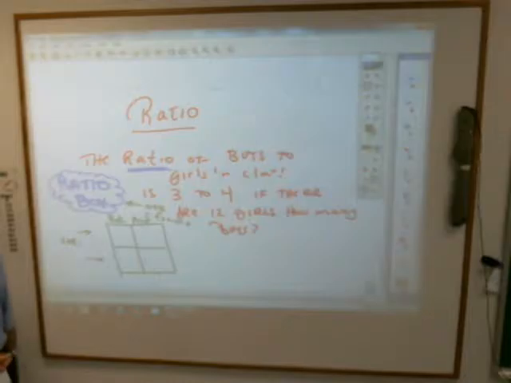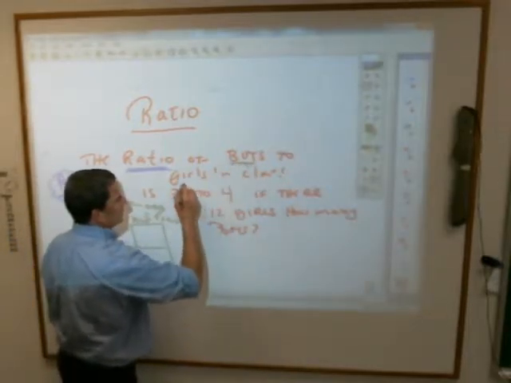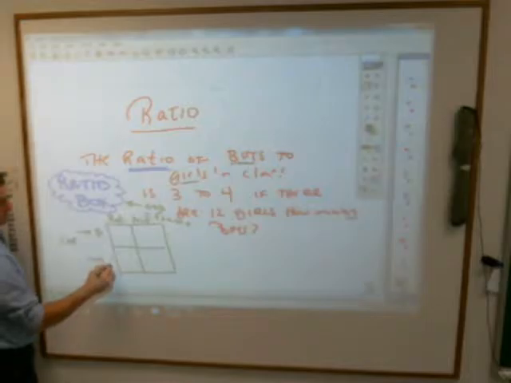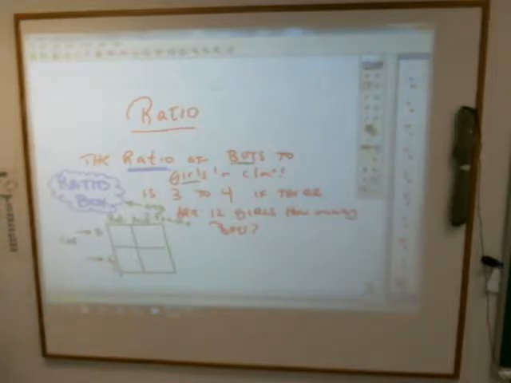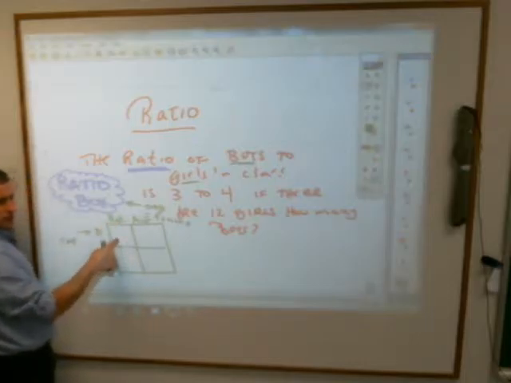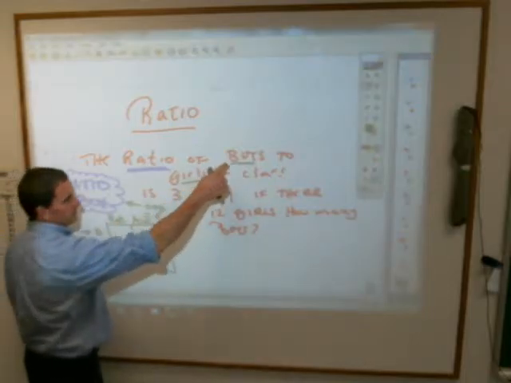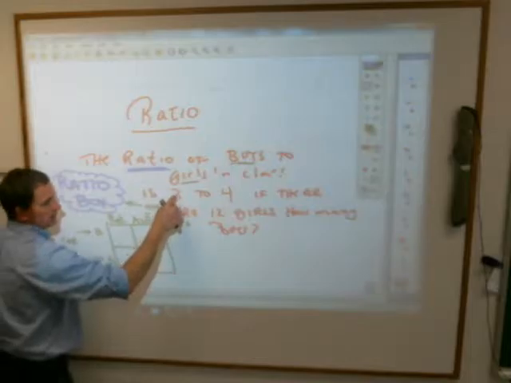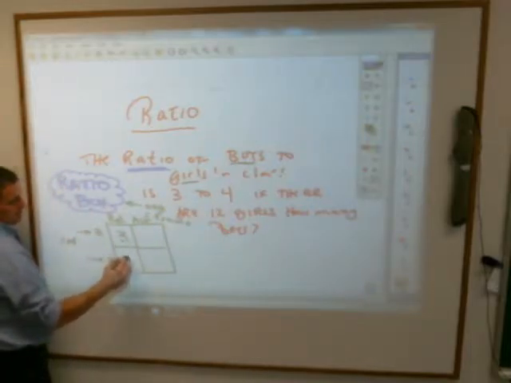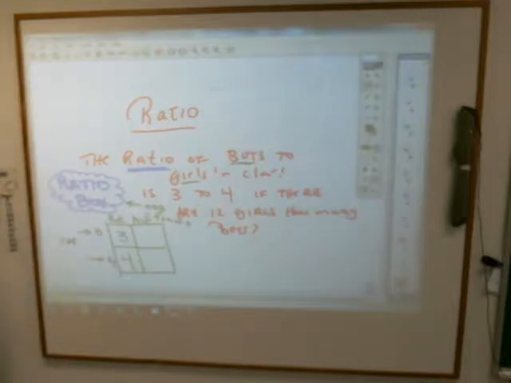And in this problem, I happen to be comparing what? Boys to girls. It doesn't matter which one I'm going to put boys on top here and girls in the second one there. It doesn't really matter which way it is as long as I keep my numbers clear. What is the ratio of boys to girls? It says right here the ratio of boys to girls is 3 to 4. 3 boys to 4 girls. Are you with me there?